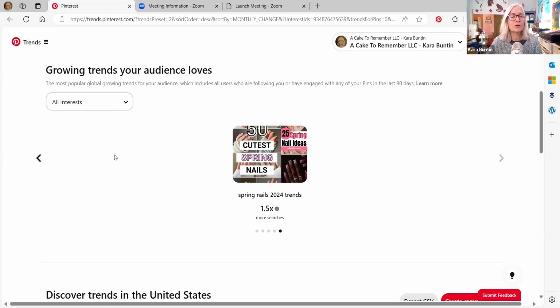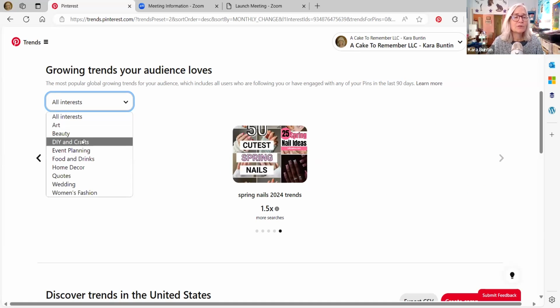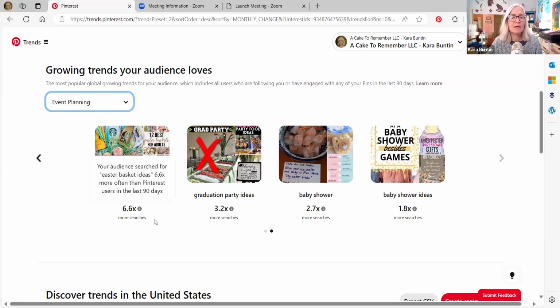So anyway, look at the growing trends your audience loves. You can filter this if you want to just look at DIY and crafts. Let's look at event planning because I think that that will probably include a lot of wedding stuff, but I also see graduation party. I don't have a whole lot of keywords about graduation or products specifically for graduation or pins about graduation, but maybe that's something that I should be looking at.